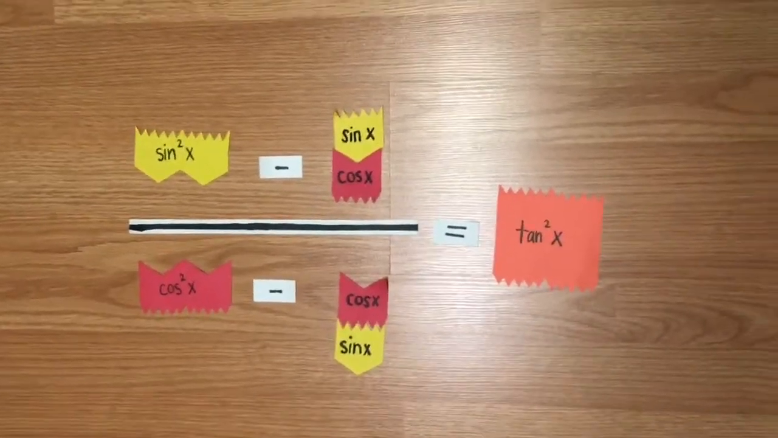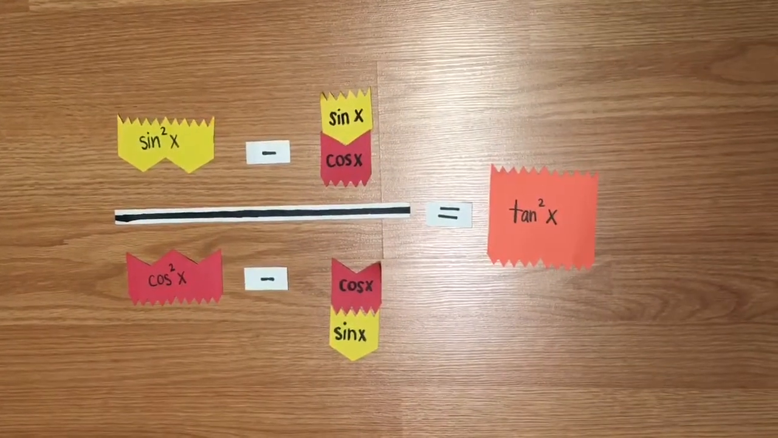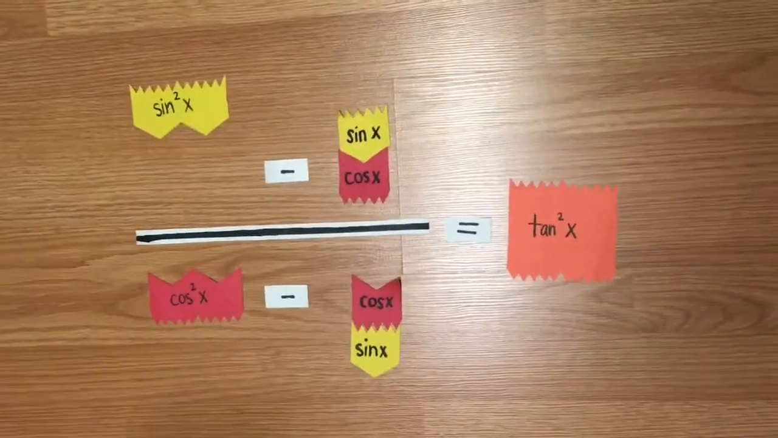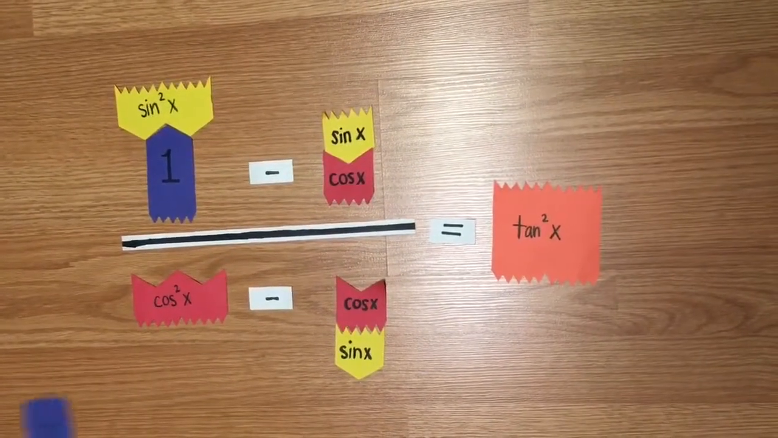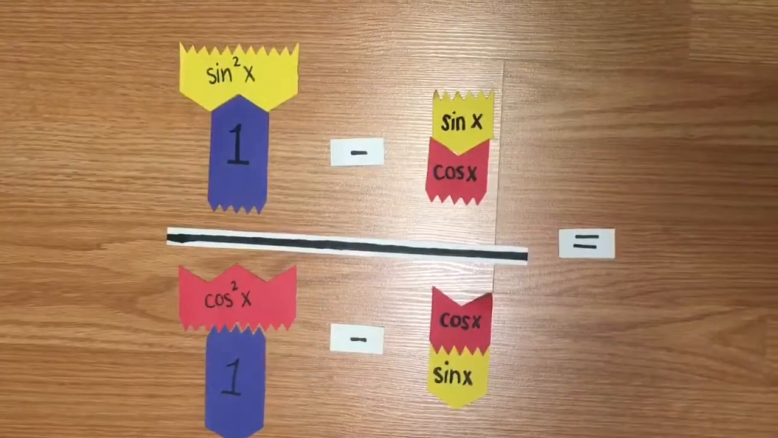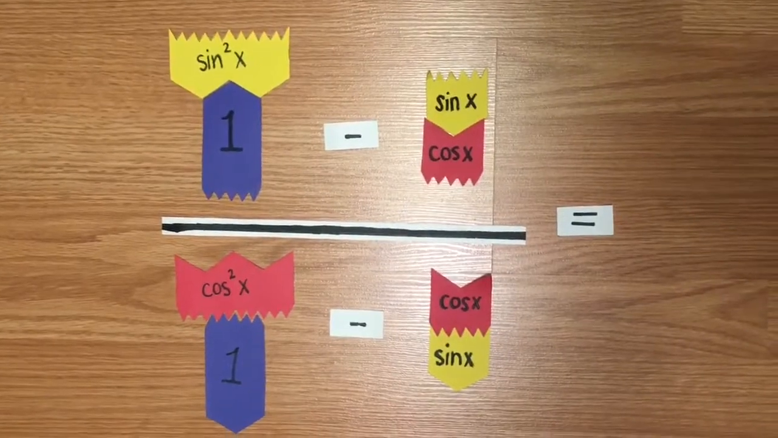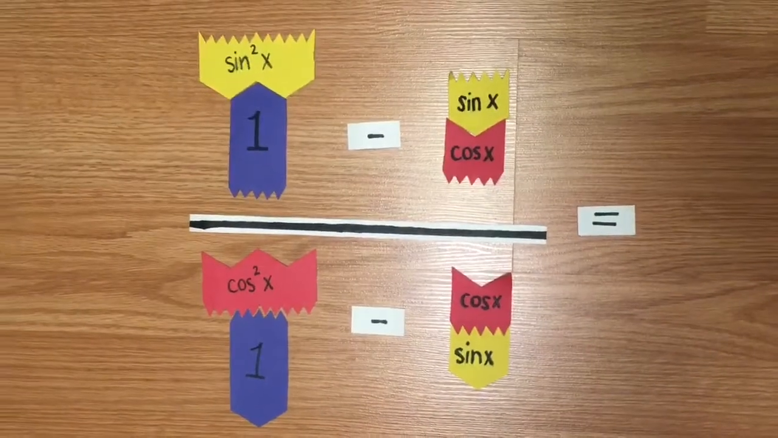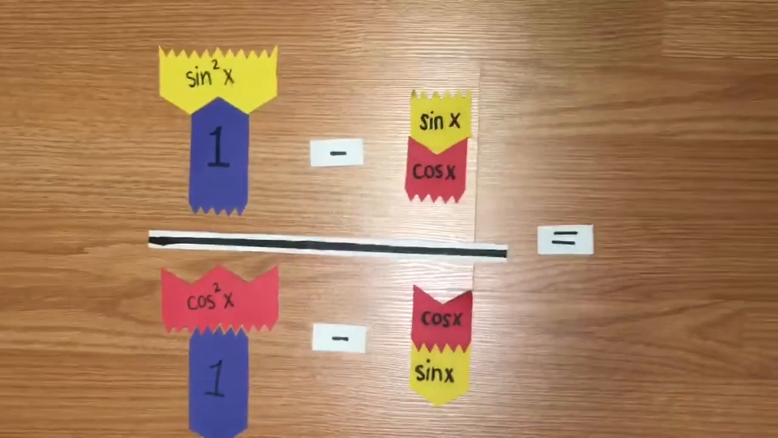There are two fractions in this problem, and we need everything to be in fractions. So we can put sine squared x over 1 and cosine squared x over 1. Remember, this doesn't change the value, just the form. Now this is a complex fraction, with fractions being subtracted in the numerator as well as the denominator.